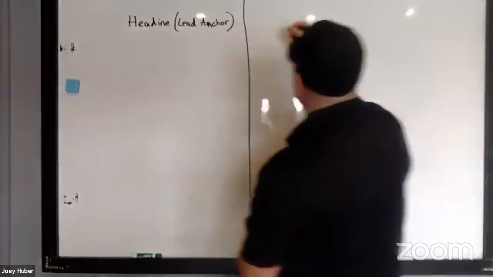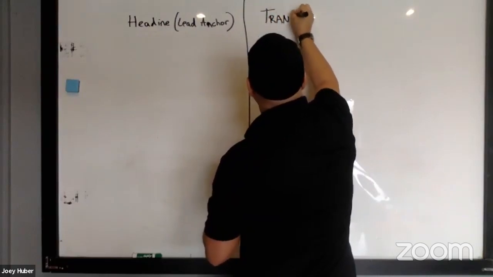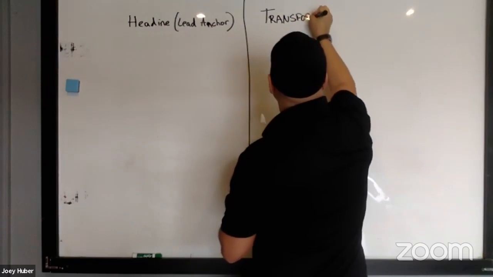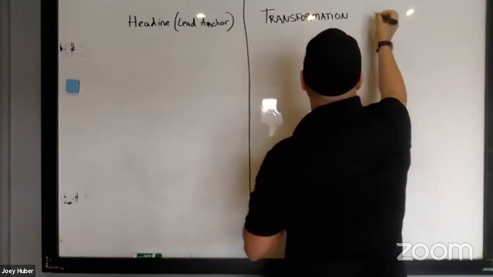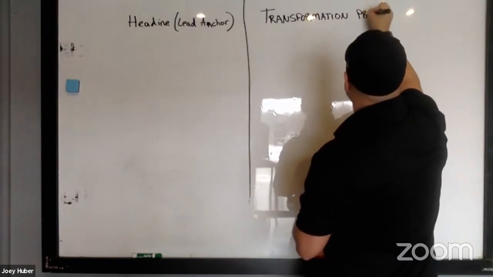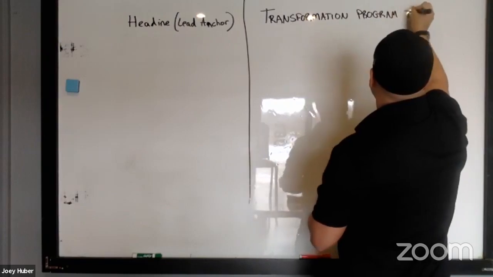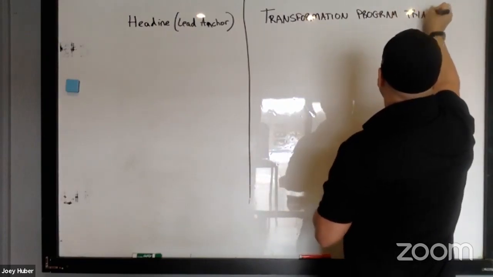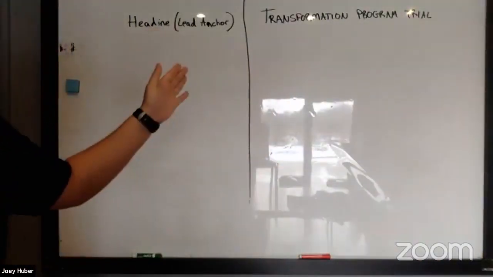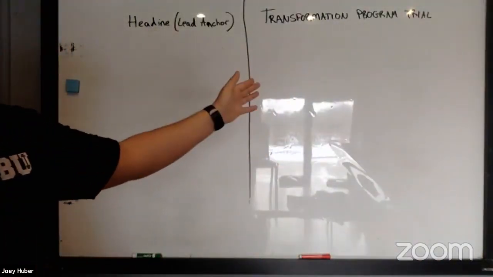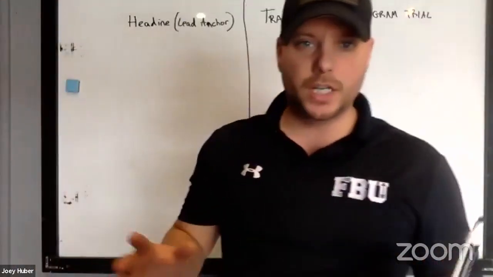So I'm going to write down my headline as a transformation program, and I like to use all caps for headlines. Trial. Okay, so we have our headline on the left-hand side, and then what our actual copy would say, transformation program trial. So that is the first part of your ad.